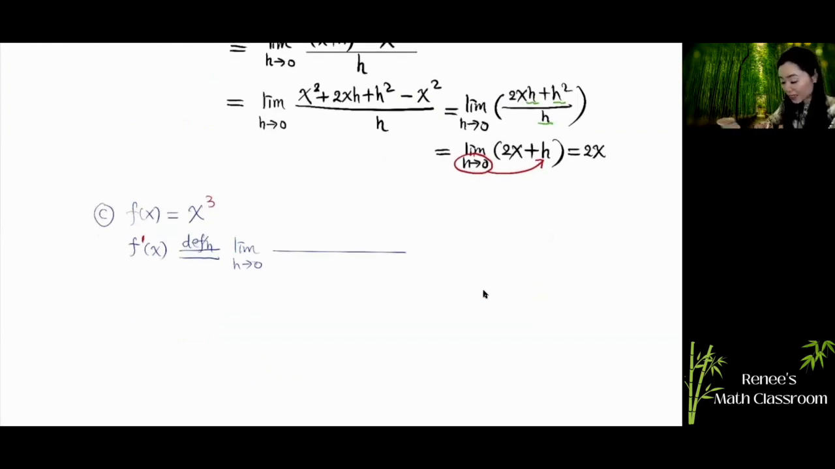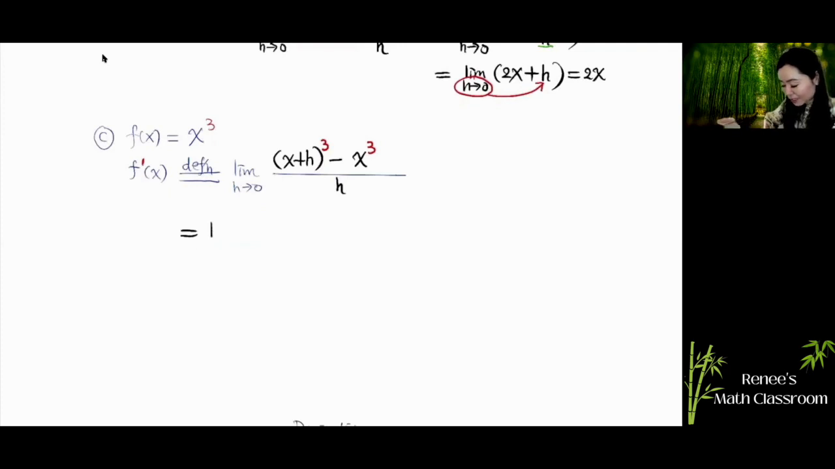Similarly, we can find the derivative for x cubed. So it's the limit of this quotient. So f of x plus h is what? x plus h cubed, right? You replace this x by x plus h. So you have (x plus h) cubed, and then minus x cubed over h. All right, so how do you simplify to find this limit?